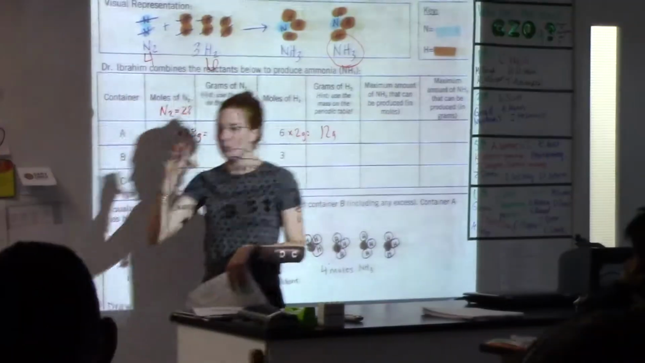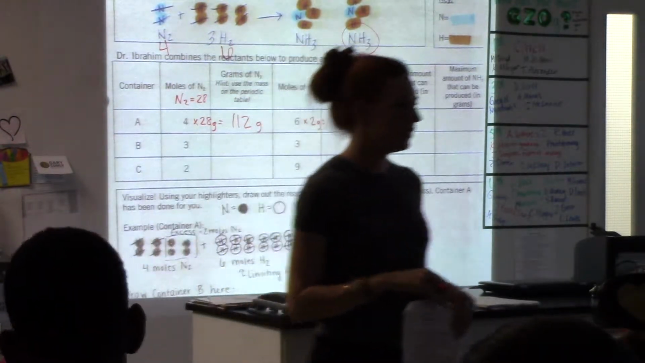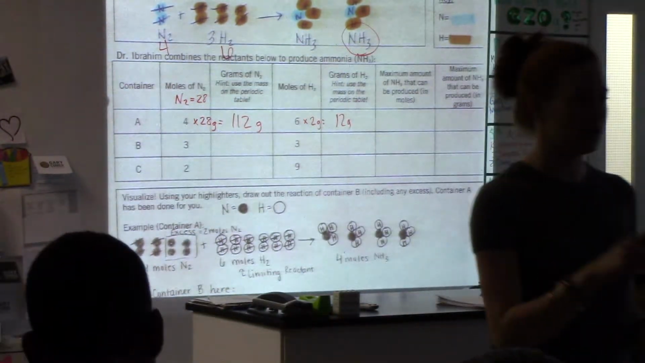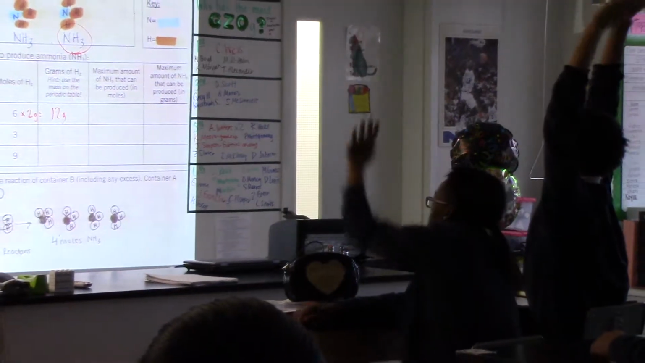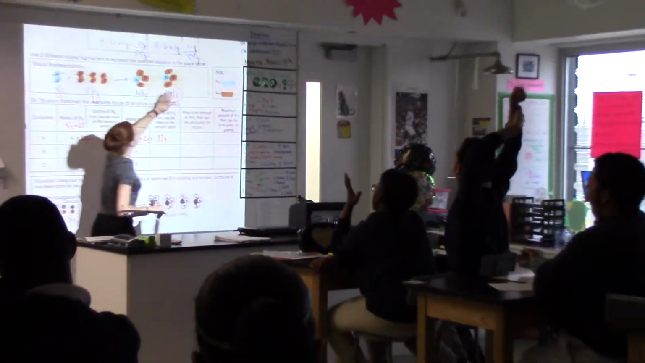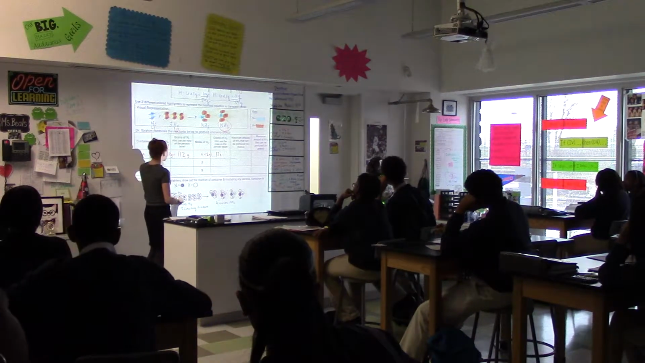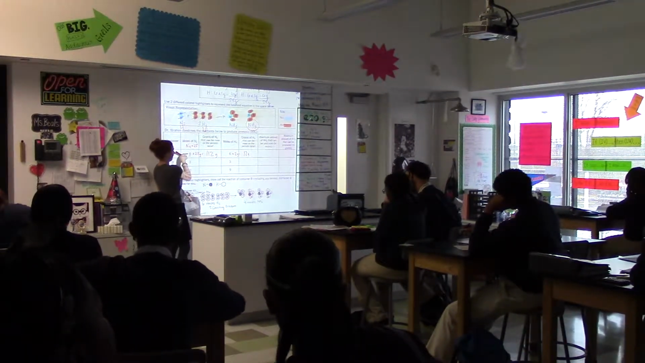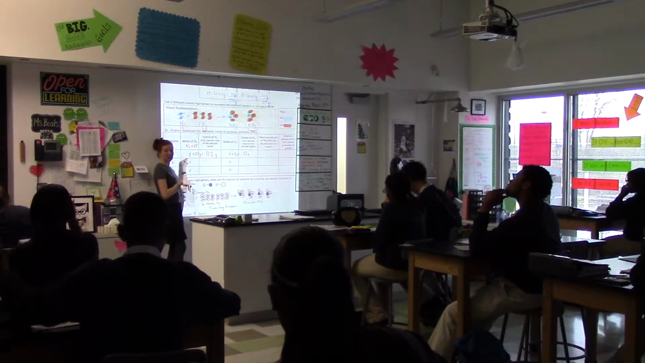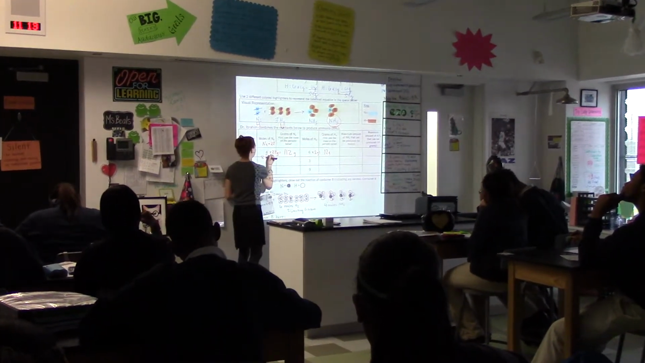Look at your balanced equation. Look at your visual. How many NH3s can we make from 1 N2? Look at your coefficients. How many NH3s did we make from this one? 2. So from 4 of these, how much NH3 can we make? If I have 4 of these, and I can make 2 from every one, how many can I make? 8. I can make 8 moles of NH3.